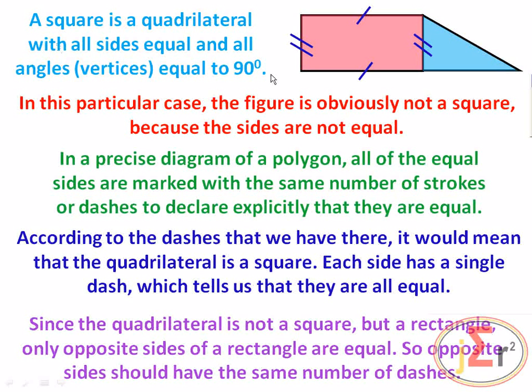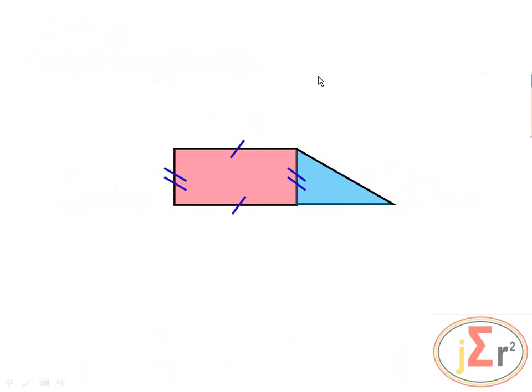The left side and the right side, they have how many dashes? 2. That means that they are equal in length. And the top and the bottom, they have how many dashes? 1. Right, so they are also equal in length. So for a rectangle, opposite sides are equal in length, and all of the vertices, all of the angles are equal to 90 degrees.